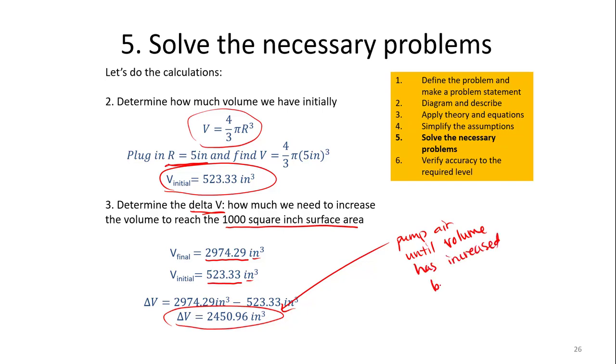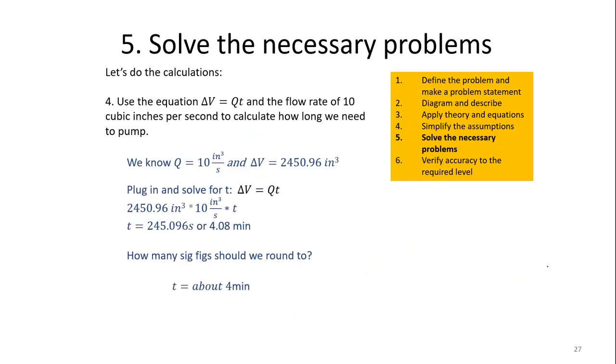So to determine time, we use our equation delta V equals QT. We know we have a flow rate Q of 10 cubic inches per second. So we can plug in and solve for our time T. When we do this, we determine our time T is approximately 245 seconds or 4.08 minutes.